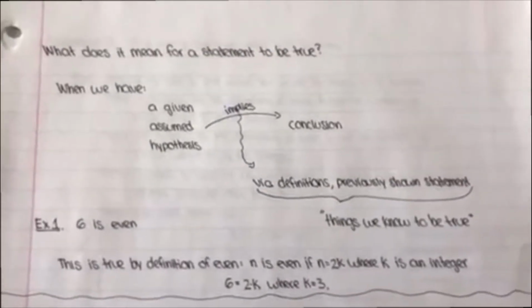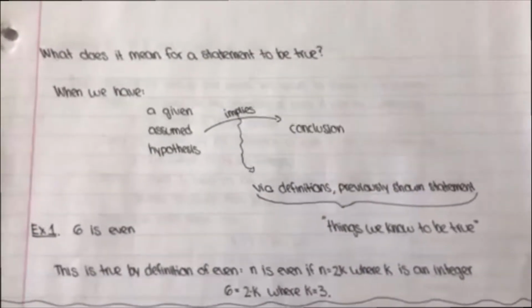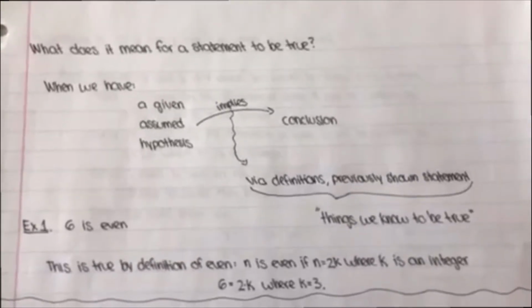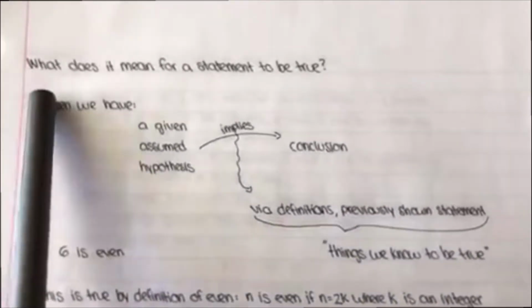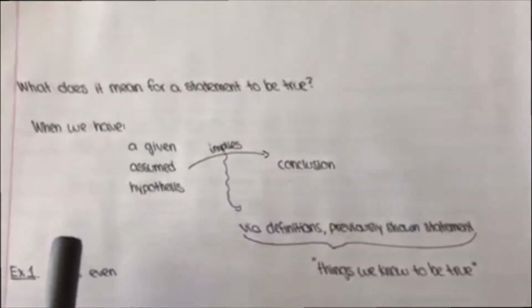So now that we saw some proofs, we will go back a little just to understand why we do certain things in certain proofs. So what does it mean for a statement to be true?